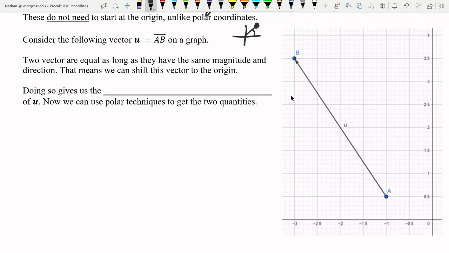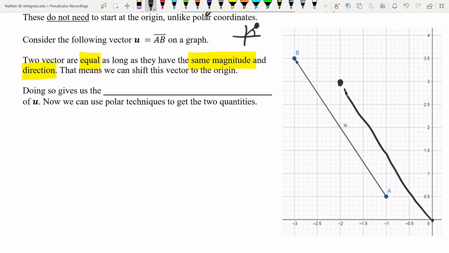Now, two vectors are equal as long as they have the same magnitude and the same direction. Doesn't matter where they are on the plane, as long as they're the same length and the same direction that they point, you get the same vector. So what I can do is take this point here, shift it over and down. So it's going to start here, and take this point and do the exact same movement, over this way and then down. So we're going to shift it to this point here. And that gives me the vector, something like this.